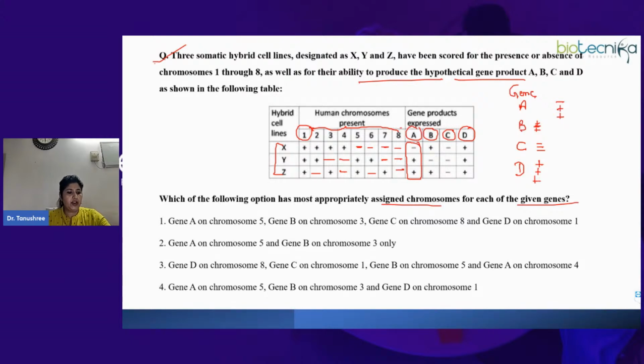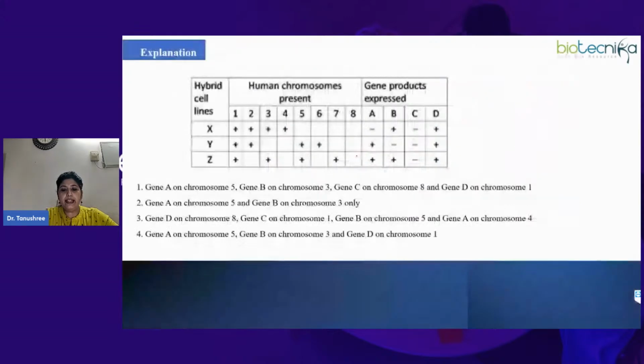Okay, Aishwarya, you are confused between option 1 and 4. Fine. And others, you are saying option 1, right? Fine. So basically, you all can see here minus, plus, plus. Where we are getting this pattern, it is here, right? So definitely we can say that gene A is located on chromosome 5. So gene A must be on chromosome 5.